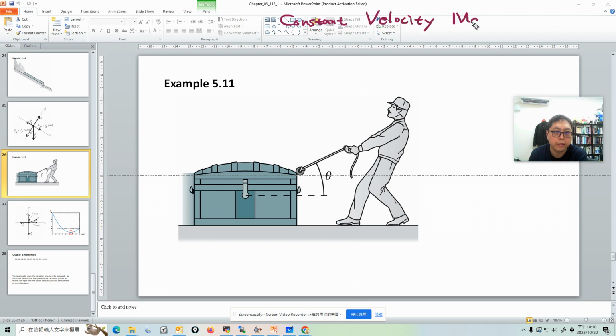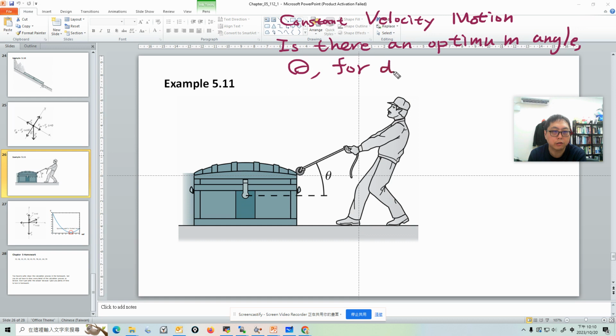And he wants to ask, is there an optimum angle, called theta, for doing this motion? The optimum means, so I should make it more clear, the optimum means the least effort.